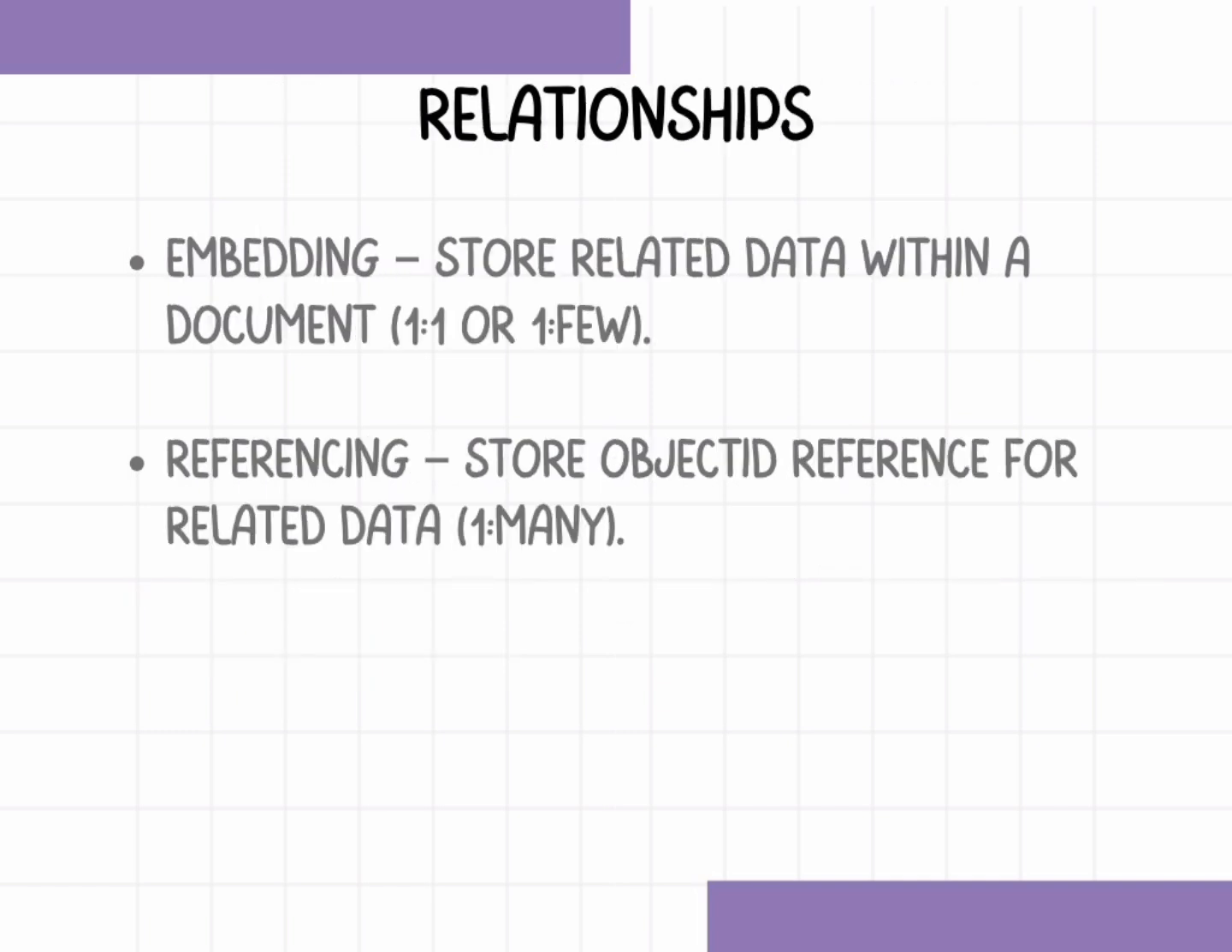MongoDB supports relationships in two ways. That is embedding, which stores data inside one document that is good for one-to-one or one-to-few relationships. Second is referencing. It stores object IDs that reference data in another collection, used for one-to-many relationships. We should embed if the data is frequently accessed together and reference if it's used often.